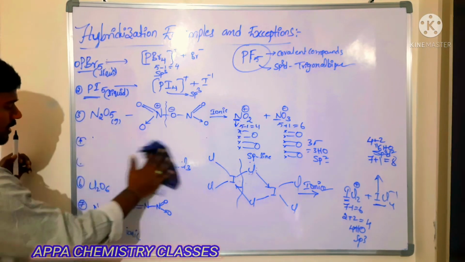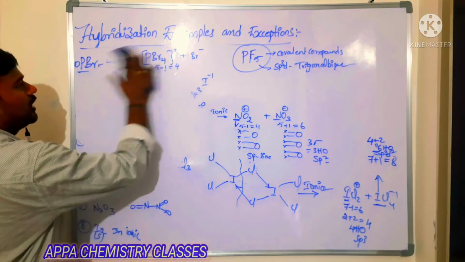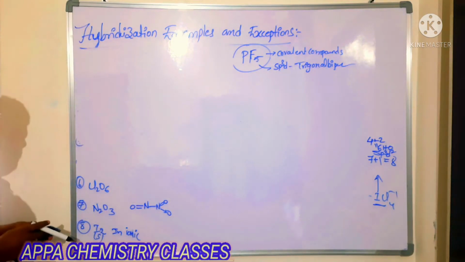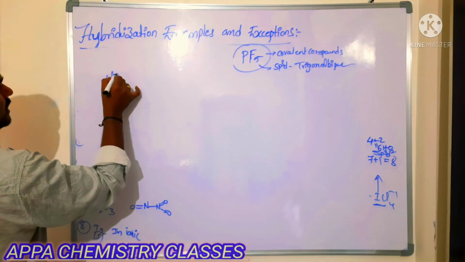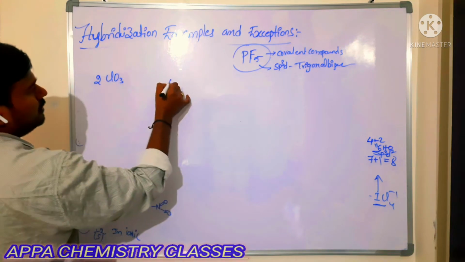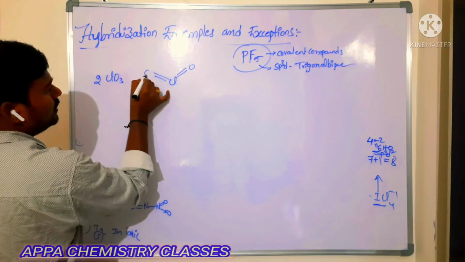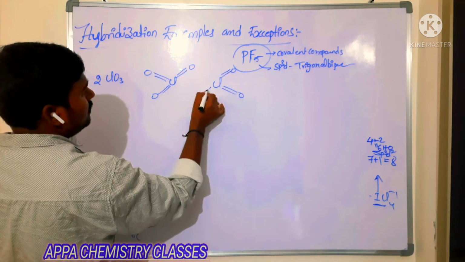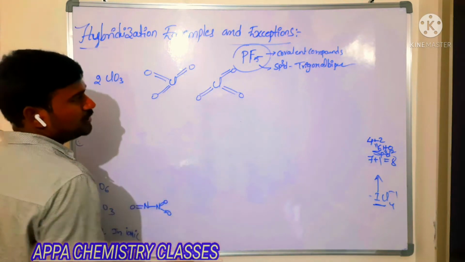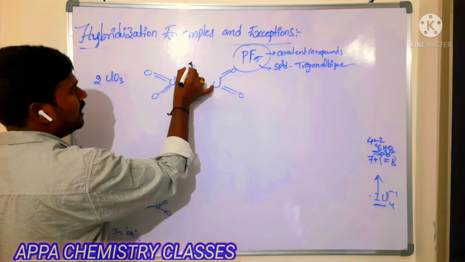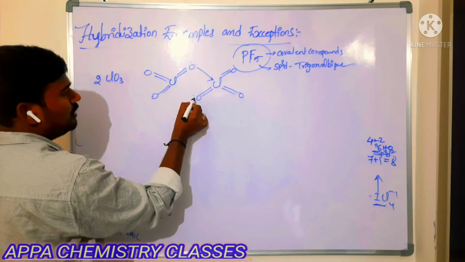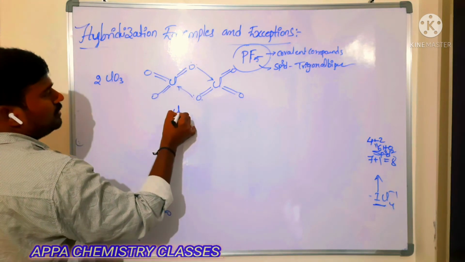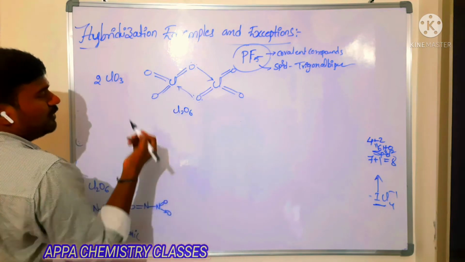Next, in the same way, you can take the Cl2O6 also. Cl2O6 is a dimeric form of ClO3. Now you can take ClO3 here. So this is ClO3. Now this chlorine is not satisfying its octet. So the oxygen containing lone pair is donated to this one. Here also it is not satisfying. Donate. Now this is a dimeric form of ClO3, Cl2O6.